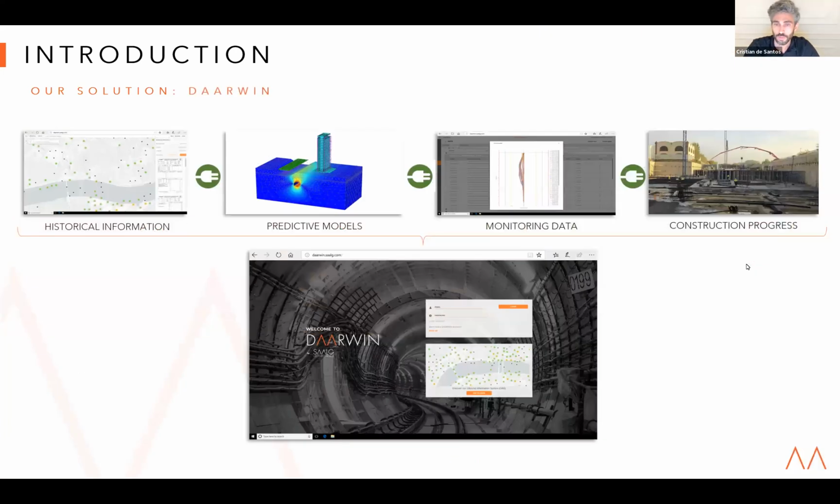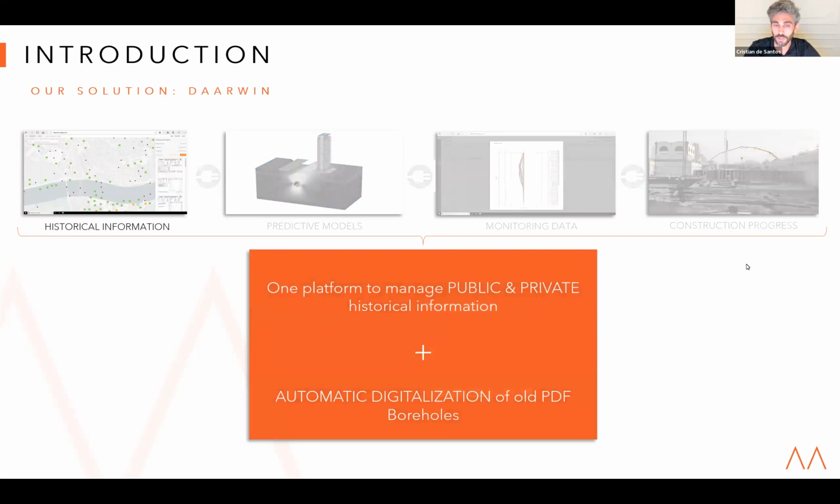How do we do that? We do that by using DAARWIN, which is our web platform that we developed based on machine learning algorithms. The first thing that it does is connecting all the information. Regarding historical information, DAARWIN helps us connect public and private historical information, mainly boreholes, laboratory tests, in situ tests, and all the information required to create our ground models.